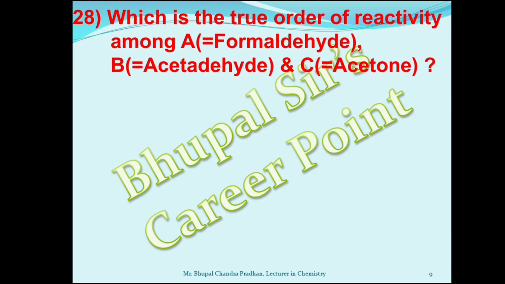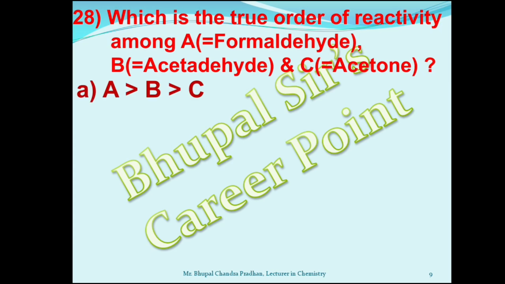Which is the true order of reactivity among A is equal to formaldehyde, B is equal to acetaldehyde and C is equal to acetone? Normally aldehyde and ketone undergo nucleophilic addition reaction and the nucleophile will attack from the back side of the carbonyl carbon, as from the front side the partially negative charge oxygen repulse the incoming nucleophile. So this is a nucleophilic addition reaction. Which is the true order of reactivity?